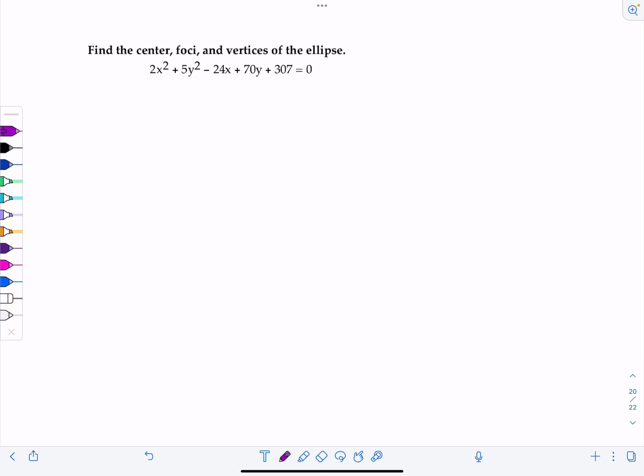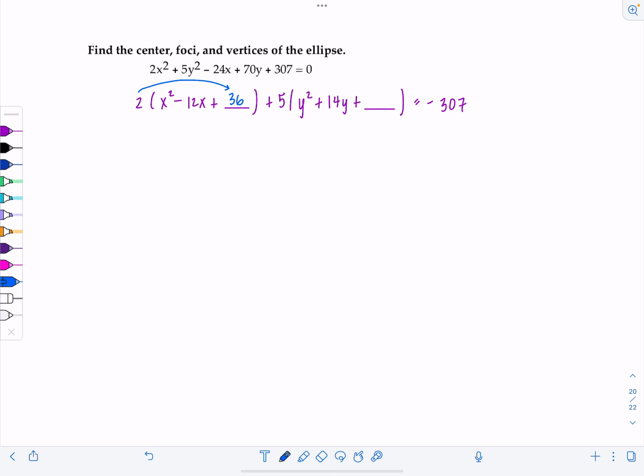So I'm going to group all the terms with x together. 2 times (x squared minus 12x plus, we'll see, plus) and then y squareds together. I'm going to also factor out the coefficient on the squared term. 5 times (y squared plus 70 divided by 5, which is 14x plus something) equals -307. So let's see, to complete the square, divide this constant by 2 and then square it. So I'm going to add 36 over here. Really, I added 2 times 36, so I'm going to add 72 over here.